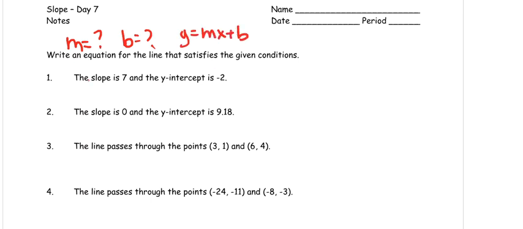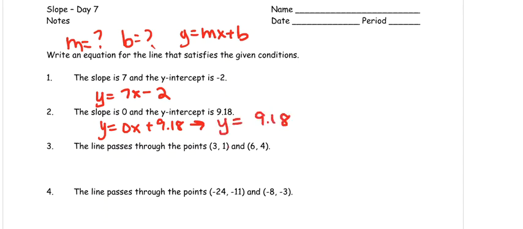Okay? The slope is 7. The y-intercept is -2. That means it's just going to be y equals 7x minus 2. Really no work, just substituting. Number 2, the slope is 0, and the y-intercept is 9.18, so y equals 0x plus 9.18. And you can always write this as y equals 9.18, because 0 times x is 0, and it just goes away.